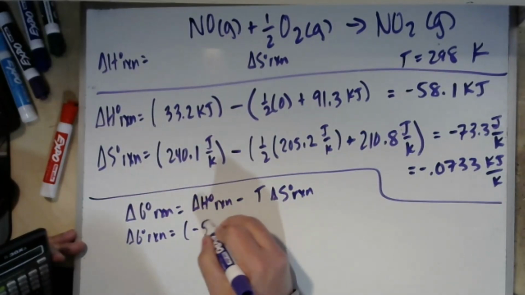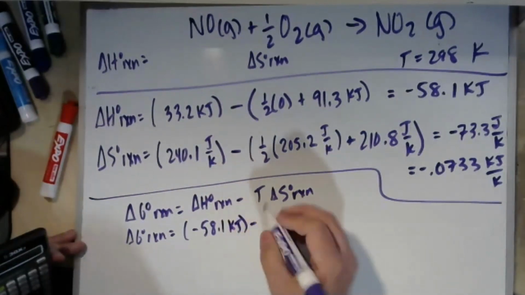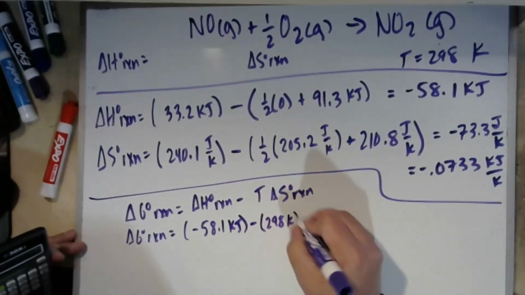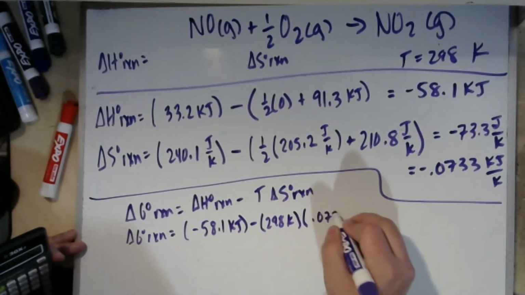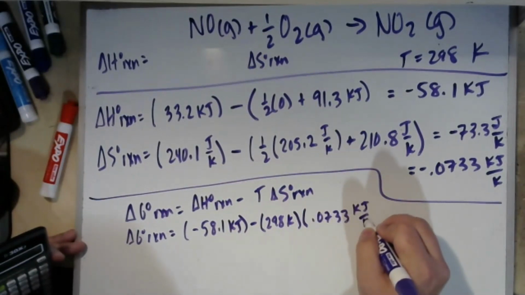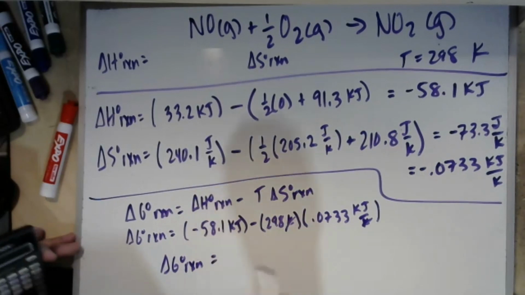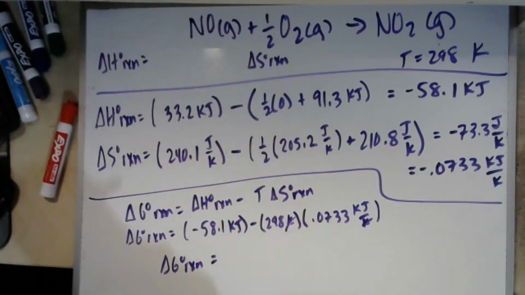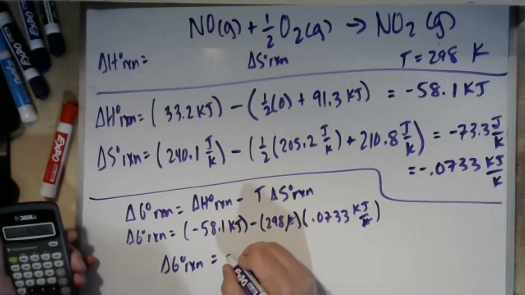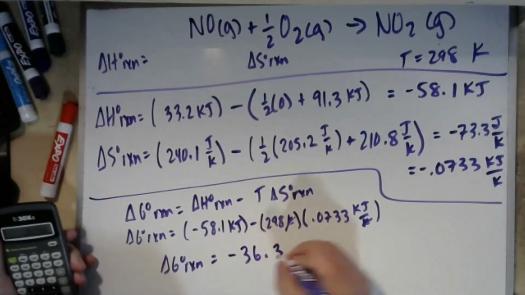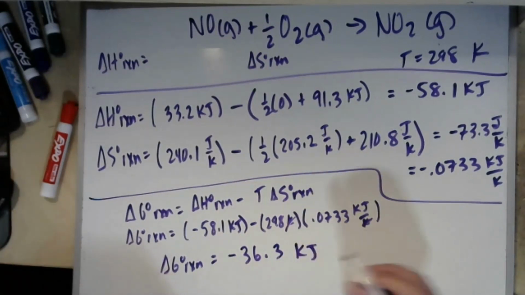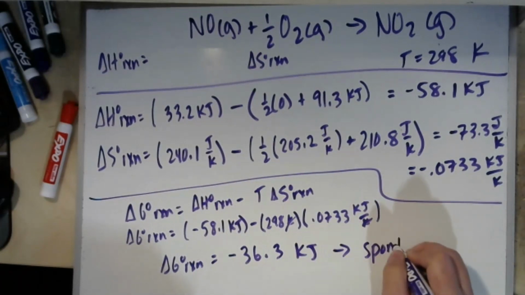So our delta H value is negative 58.1 minus 298 Kelvin times negative 0.0733 kilojoules per Kelvin. We get a delta G for the reaction of negative 36.3 kilojoules. Again, this indicates spontaneous reaction at this temperature.